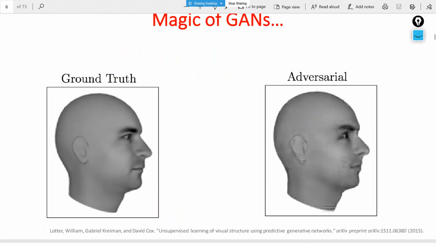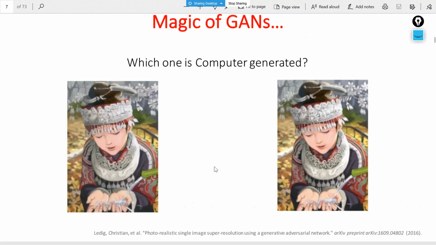So next is, what is the magic of GANs basically? Let us say ground truth is provided. If an image is provided, instead of classifying it, it will try to recreate the same image. So the left part is ground truth, and the image generated by a GAN is called an adversarial image because it is a fake image. It's not a real image. So this is the ground truth and this is the adversarial image. You can see that it is generating to the most accurate you can consider. And that is the magic of GANs.